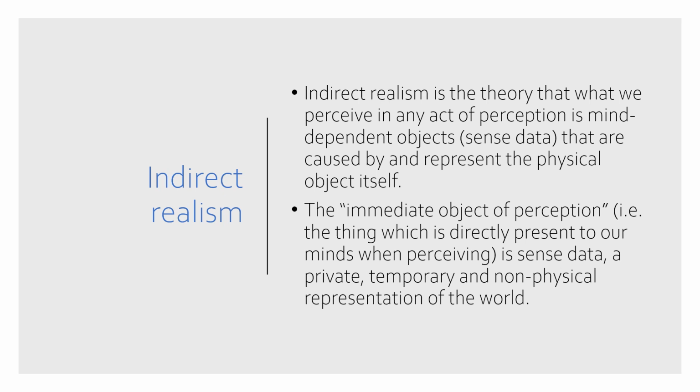So let's start with definitions then. What is indirect realism? Indirect realism is the theory that what we perceive in any act of perception is mind-dependent things, so sense data. And those sense data are caused by and represent the physical objects outside of the mind. So in the language of the syllabus, the immediate object of perception, the thing directly present to our minds when perceiving, is sense data, which is a private, non-physical and temporary representation of the world.